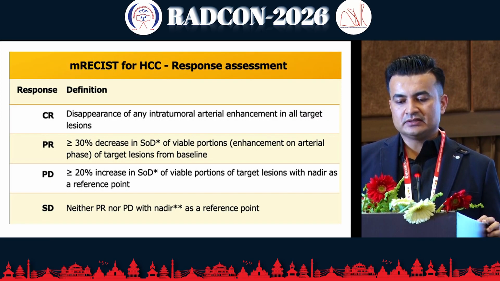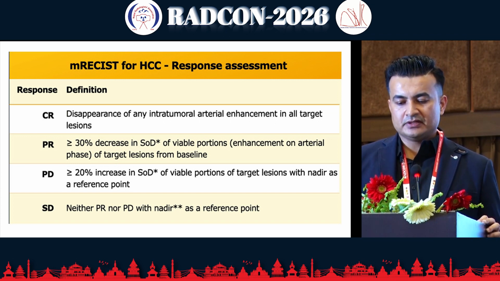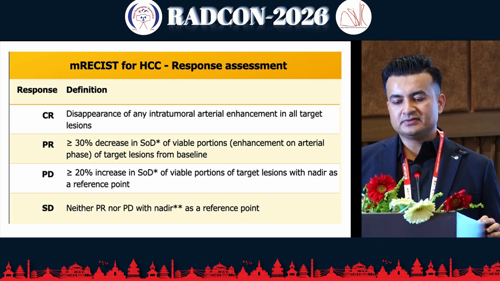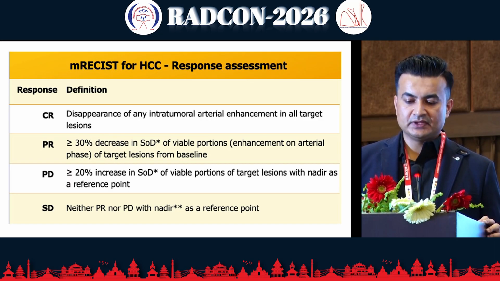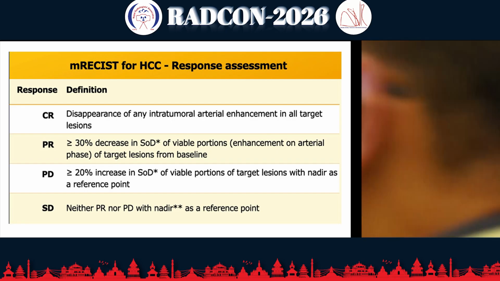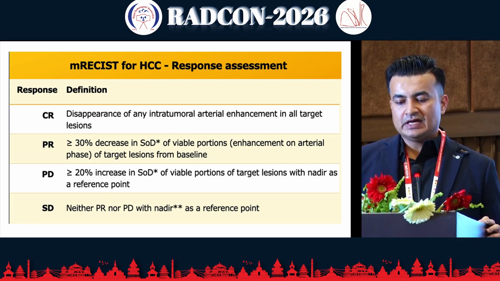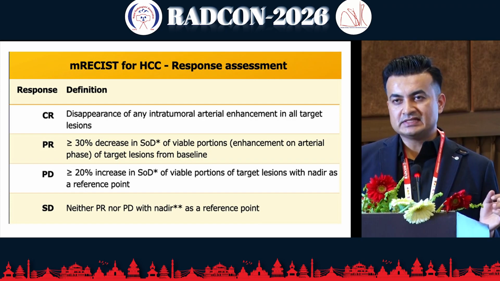This is again the mRECIST criteria for HCC, where the progression is when there is a 20% increase in size or there is a viable lesion left. Whereas partial response is if there is a 30% decrease in size or the enhancing lesion has come down.